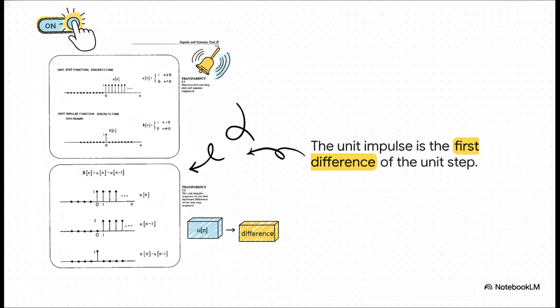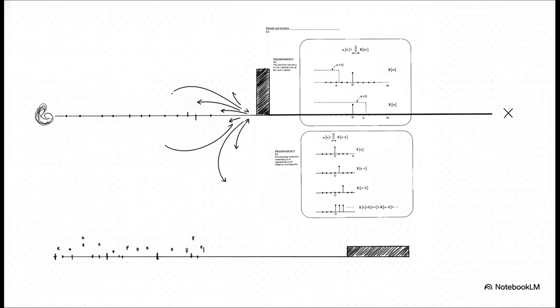Well, all those ones that go on forever just cancel each other out, except for that very first one, right at n equals 0. The difference between the step and a delayed step is the impulse. It's this beautiful, simple relationship. And guess what? It works perfectly in reverse too.